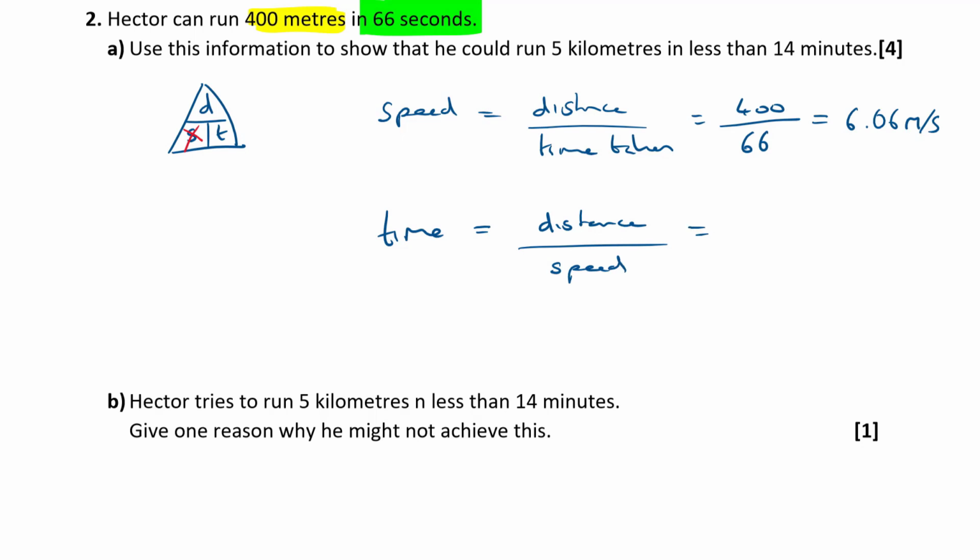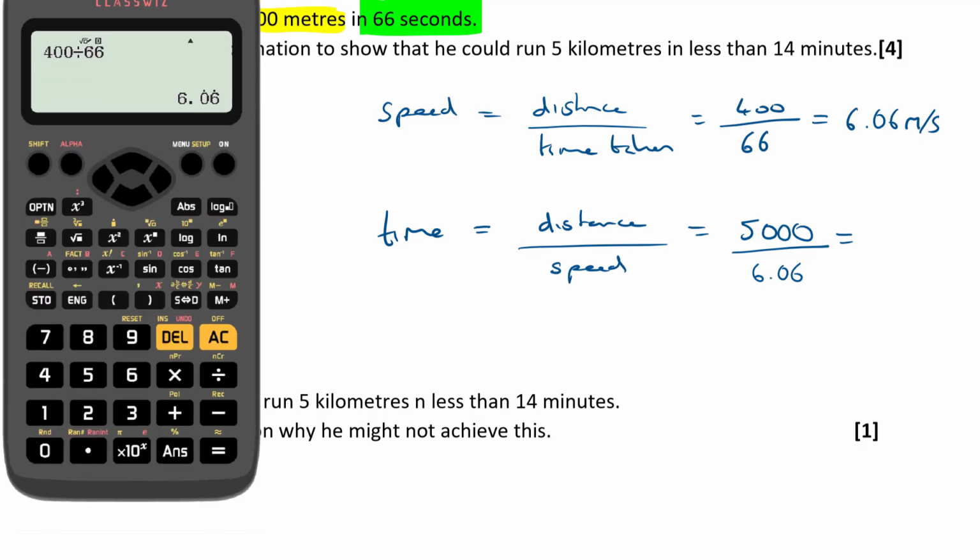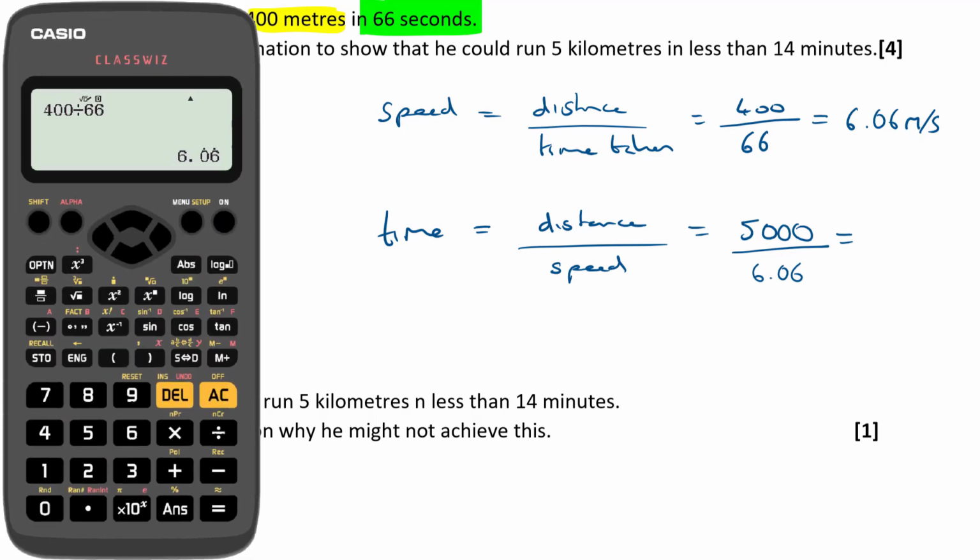Okay, so now the distance is 5 kilometers. My speed though is in meters per second, so I'm going to convert that 5 kilometers to 5,000 meters and then divide it by 6.06. What's that going to give me? Well, I've got the last calculated value still as the answer. I'm going to use the full calculated value by using the answer key. So 5,000 divided by answer, that's giving me 825.